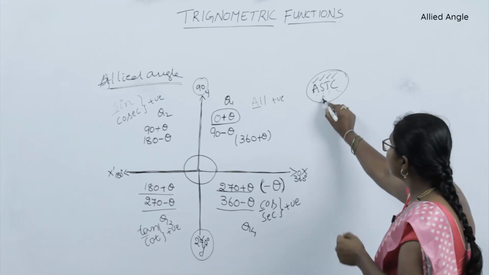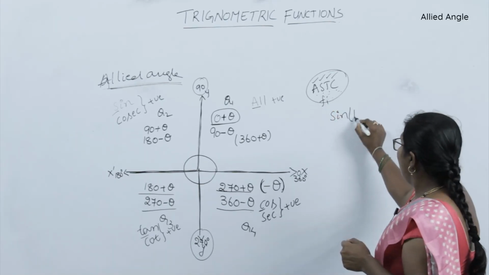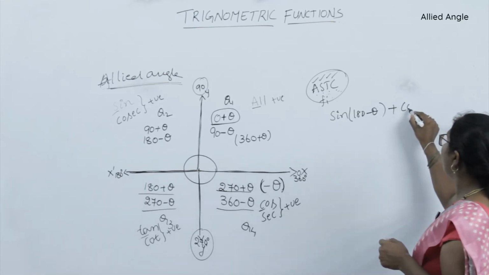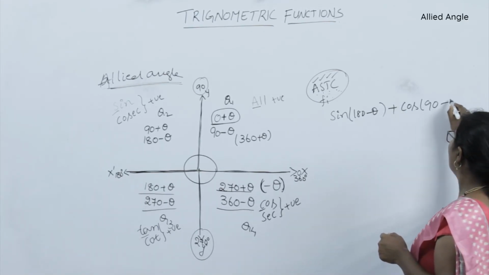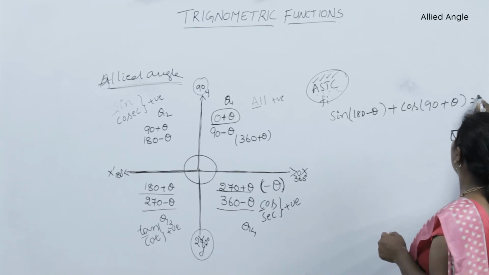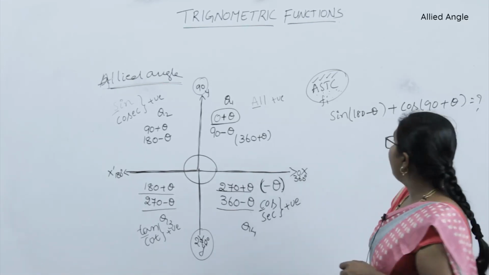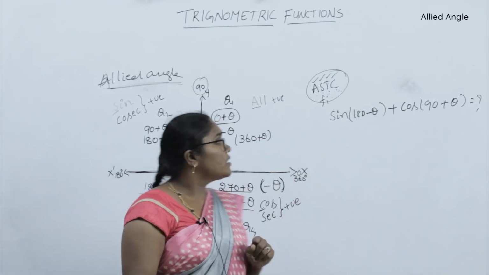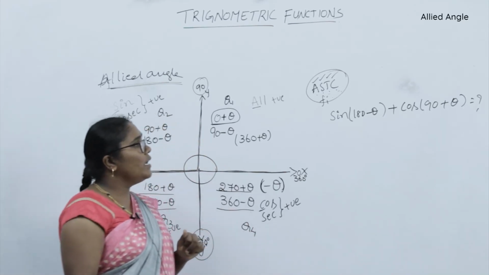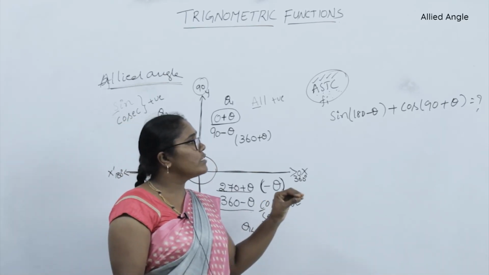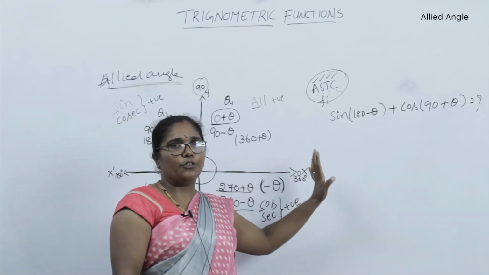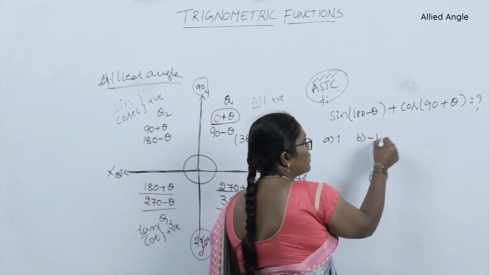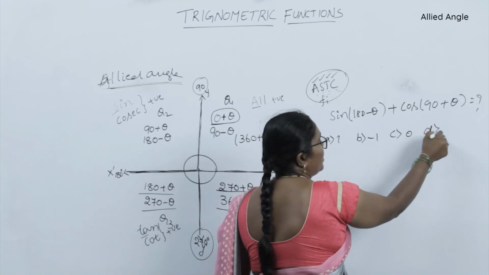Find the value of sin 180 minus theta plus cos 90 plus theta equal to. That is all they ask. Options A, B, C, D: option A is 1, option B is -1, option C is 0, option D is sin theta.